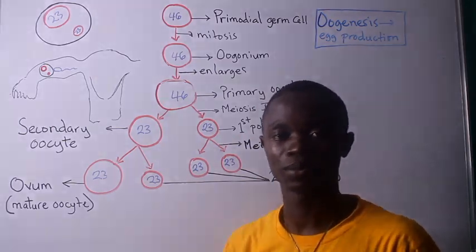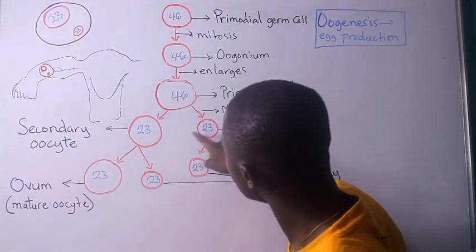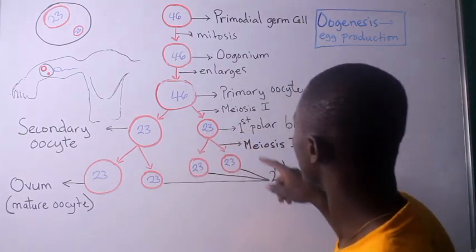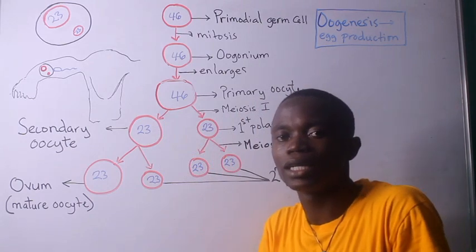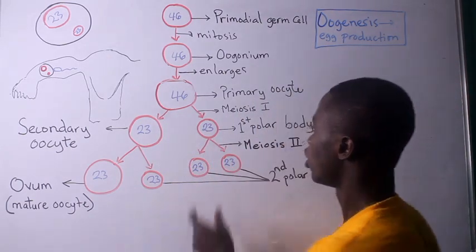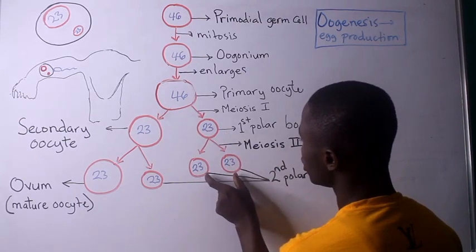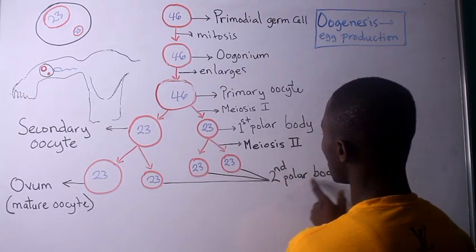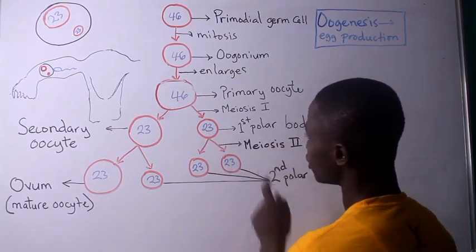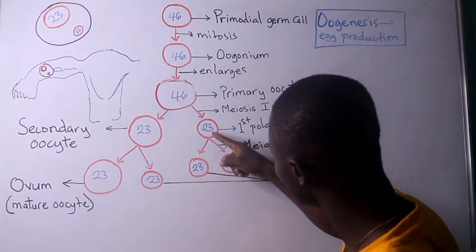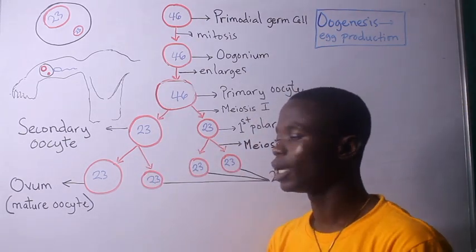It's very small. Now, sometimes the first polar body cannot divide, it can just degenerate. But in some cases, the first polar body can divide into two daughter cells, and we'll call that the second polar body. That is ongoing meiosis 2 to produce two daughter cells. Now I know you're seeing 23, 23, 23. Let me explain that to you.